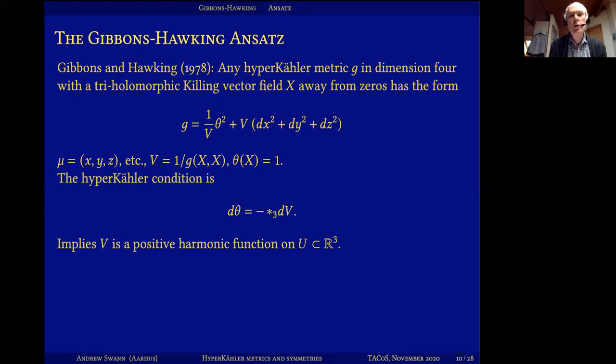The hyperkähler condition turns out to be a condition working in R3. If you take the curvature of this connection one form, then that should be given as minus the Euclidean Hodge dual of dV in R3. So if you differentiate this equation one more time, take the exterior derivative again, then you get that V is a positive harmonic function on an open set in R3. And that positive harmonic function is enough to reconstruct G.